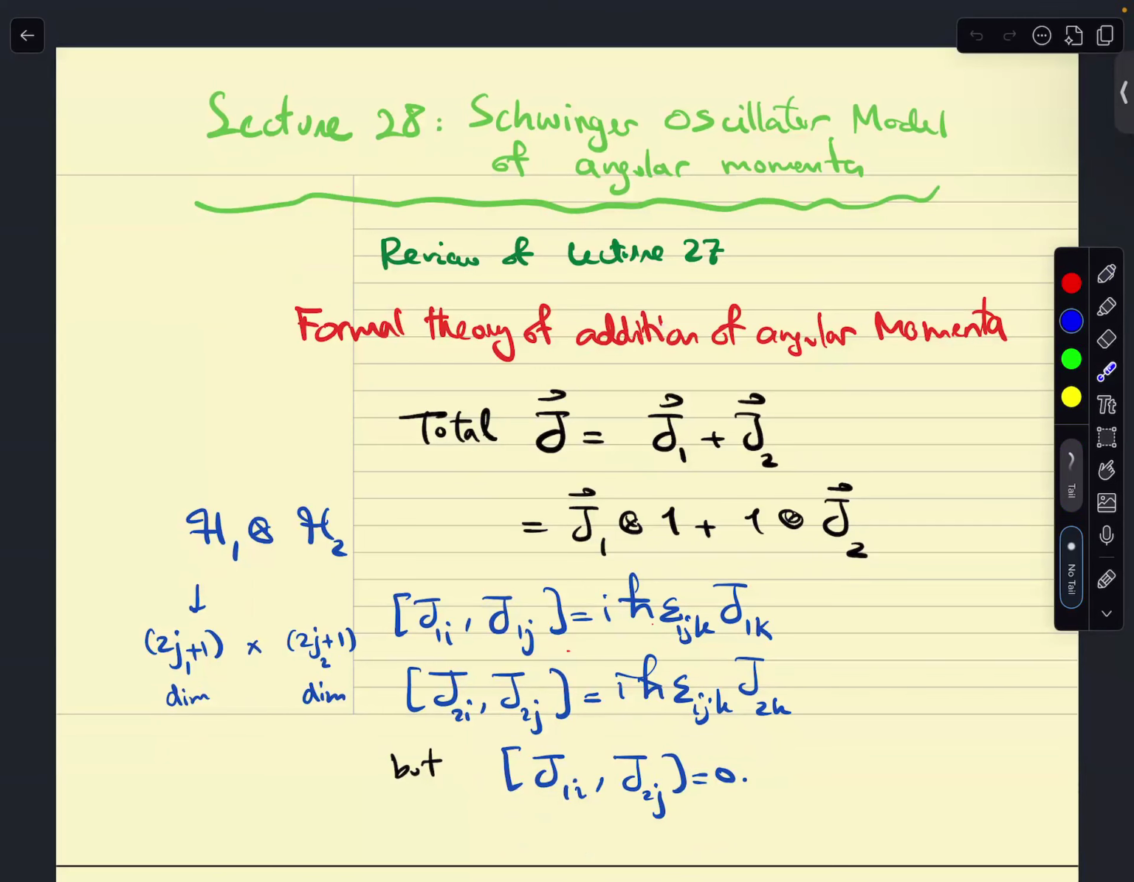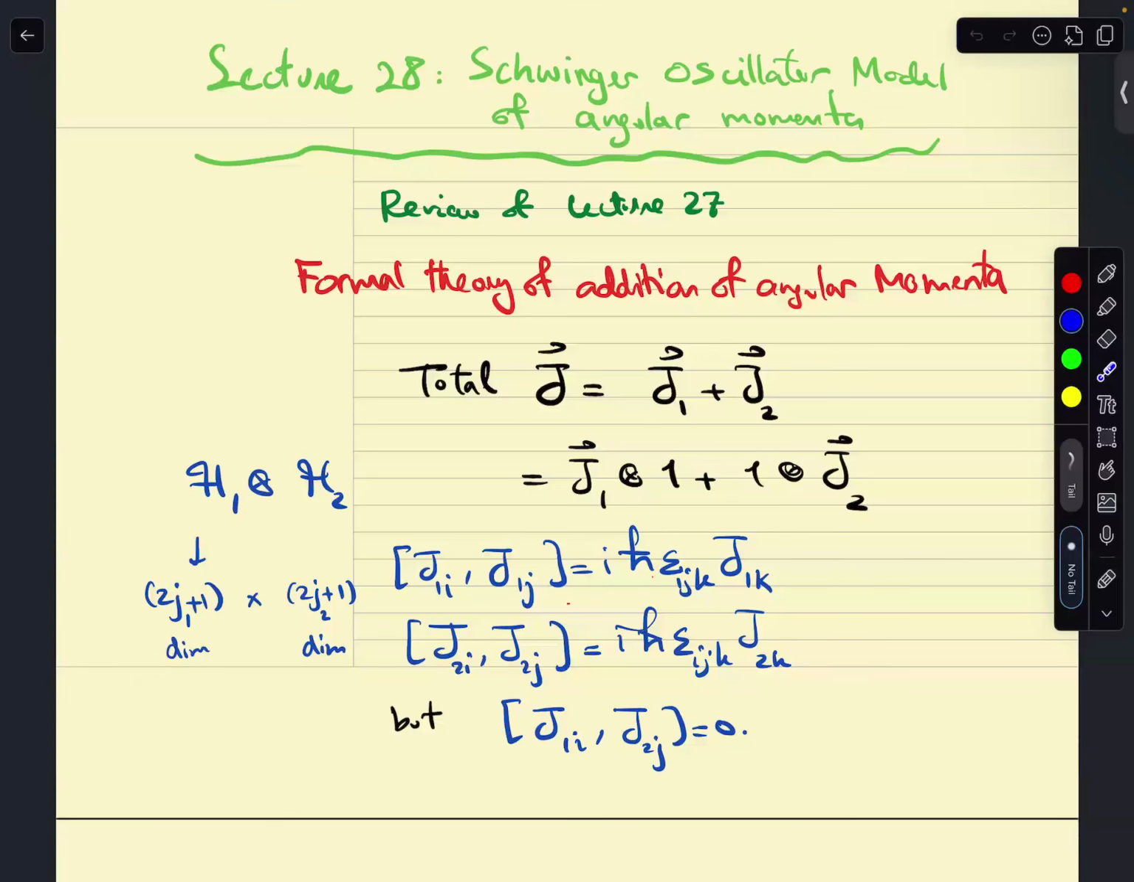of addition of angular momentum. So we said that if you have two different angular momenta, two different degrees of freedom, this could be two spinors, it could be orbital angular momentum and spin angular momentum, J1 and J2. Then we define a total angular momentum, which is J1 tensor identity plus 1 tensor J2. So this is the setup where the total Hilbert space is H1 tensor H2. And if this has J1 spin, this Hilbert space is 2J1 plus 1 dimensional, H2 is 2J2 plus 1 dimensional.